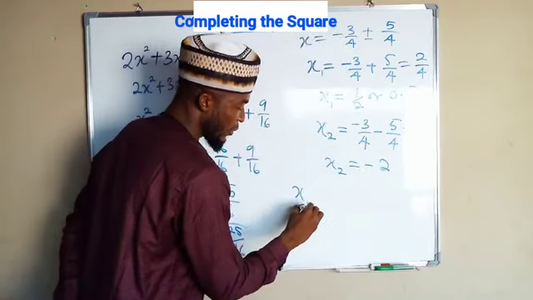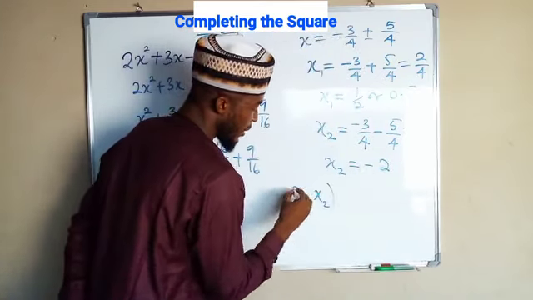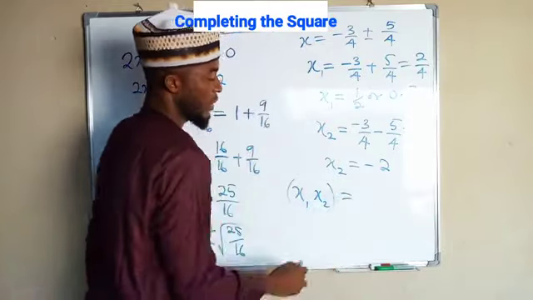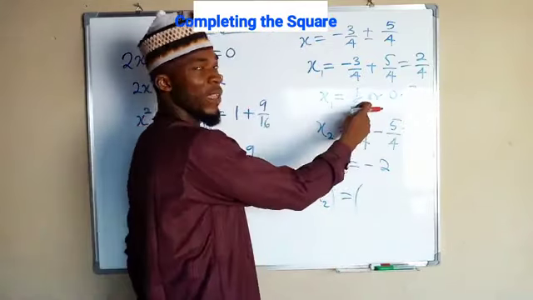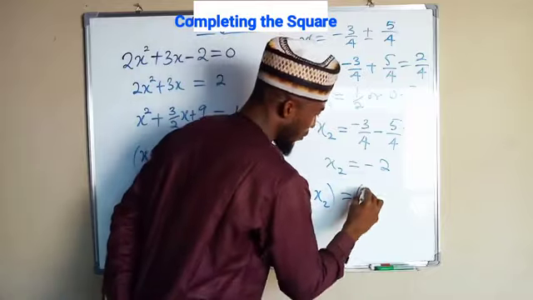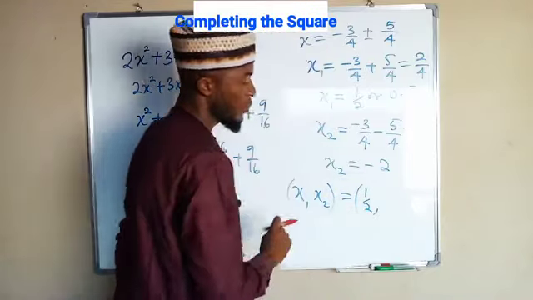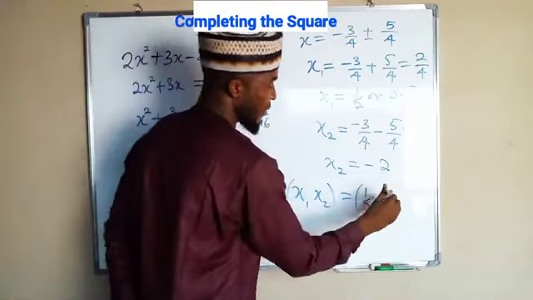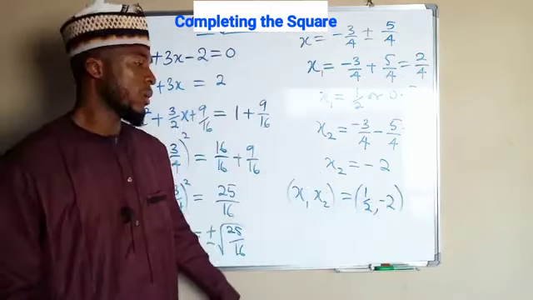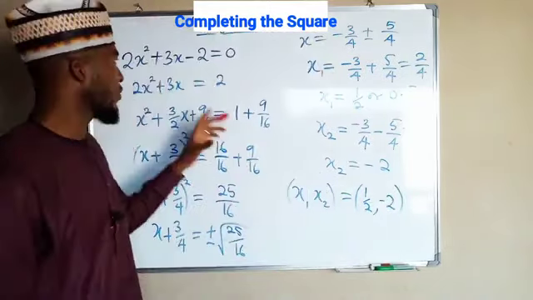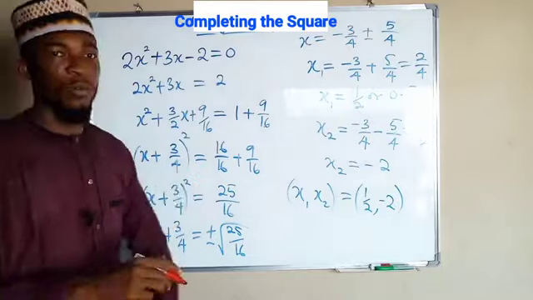Hence, the two solutions we have, x1 and x2, are equal to: the first one is either half or 0.5, and the second one is negative 2. Hence, these two values are the required solutions for this quadratic equation.